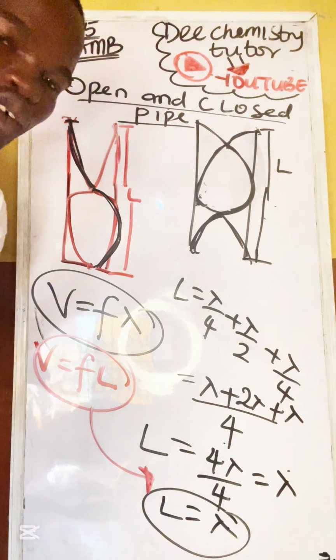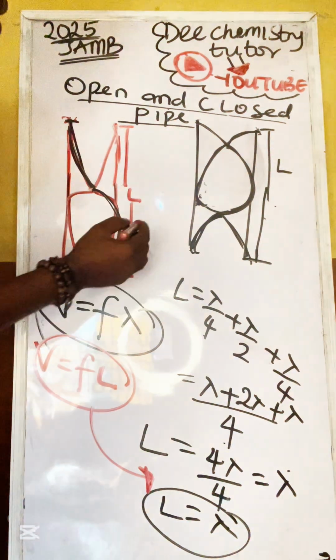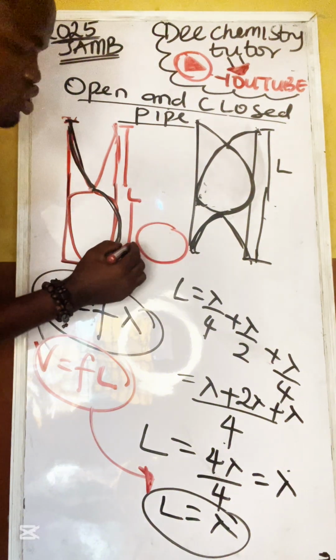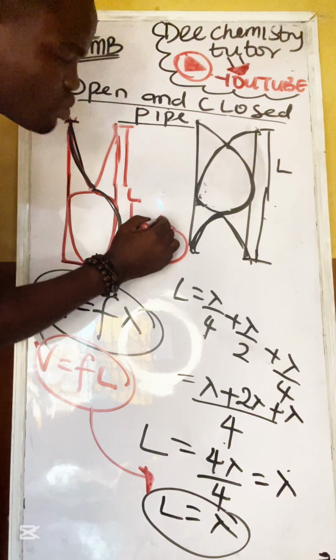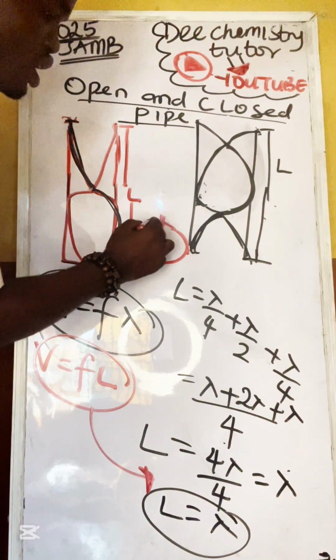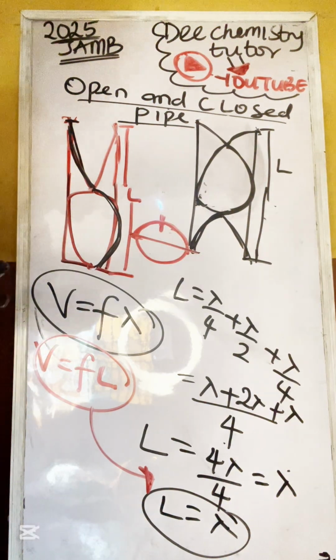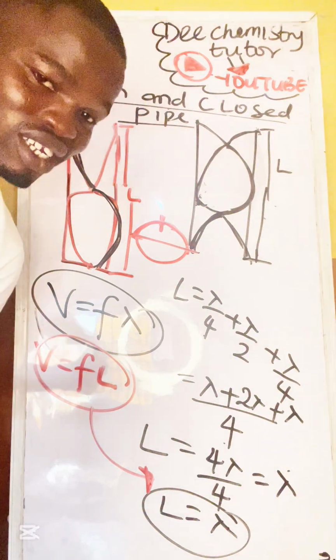I hope you get the concept of open pipe and closed pipe. Don't forget what we use. I'm just comparing it to a cycle. So from here to here is a quarter of a cycle. From here to here is another quarter. Then from here to here is half of a cycle. I hope I did not waste your time. This is easy.